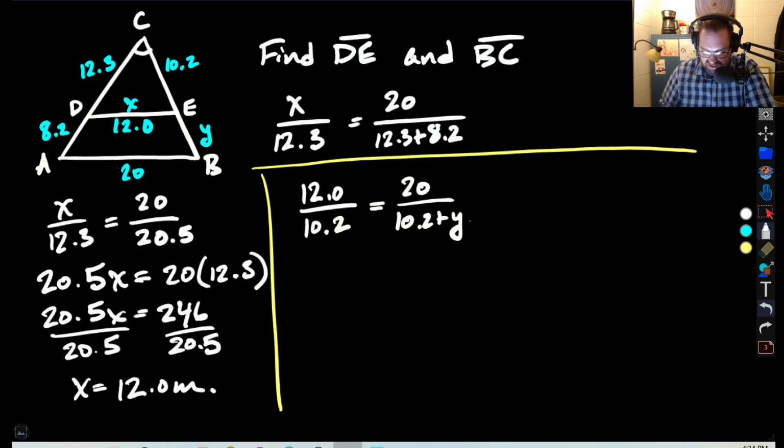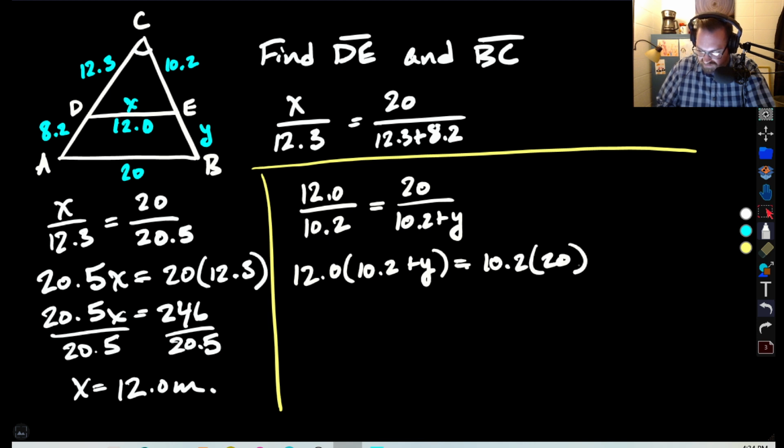So that's kind of crazy, right? It's a much more complicated thing than we had before, but we can still treat it exactly the same. We can just cross multiply. So I've got 12.0 times 10.2 plus y is going to equal 10.2 times 20. Okay.